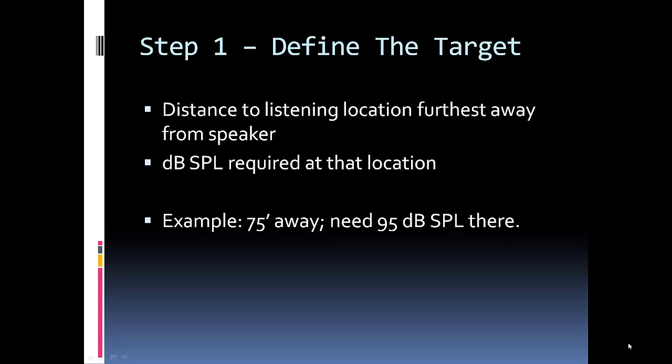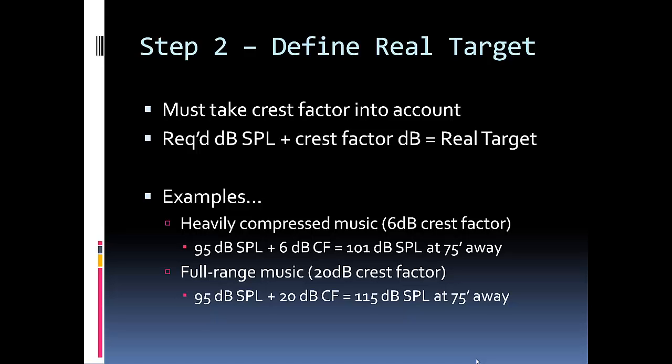So again, just to review very quickly, we've defined the target in step 1: we want 95 dB SPL at 75 feet away. In step 2, we've taken into account our crest factor and figured out how much headroom we really need for that SPL that we want at that location. So in this case, talking about 95 dB SPL, if it's a 6 dB crest factor signal, we really need 101 dB SPL. Or with a 20 dB crest factor full range music signal, we're really going to need 115 dB SPL at that location, 75 feet away. So step 2 is just a refinement of our target.